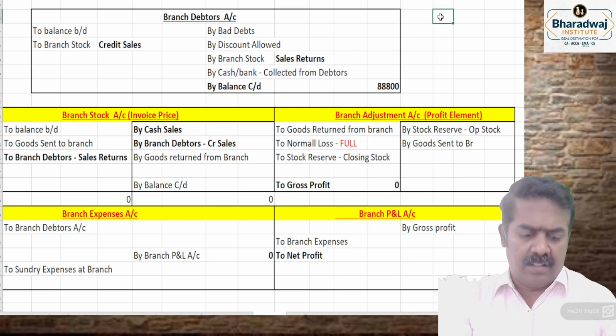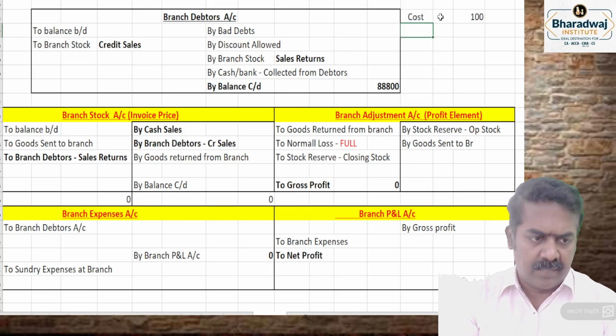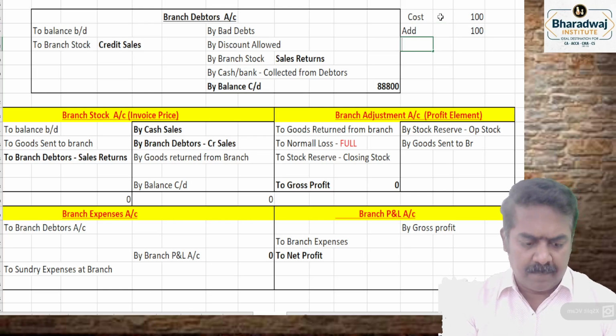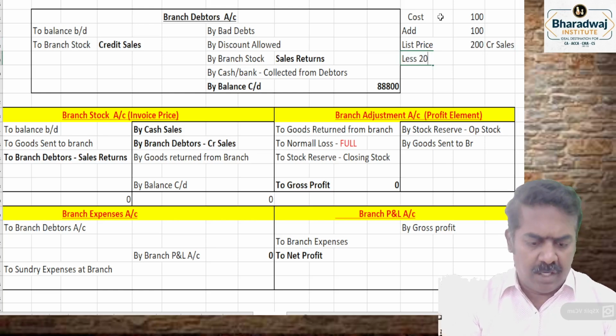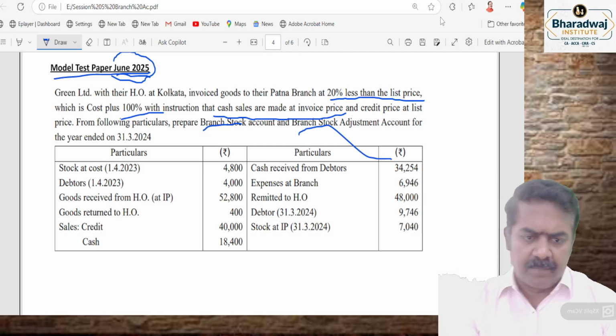Wait. If cost is 100, add 100, we get which one? List price, 200. In this list price, credit sales takes place. List price minus 20%. 20% of 200 will be 40. Okay, this is called as which price? Invoice price.